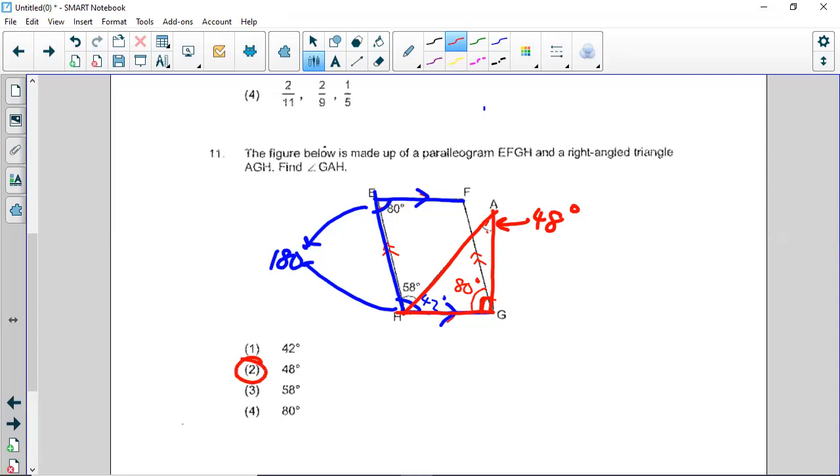So number 2. Okay, clear? Right, understand one, right? Okay, let's go on to the next one.